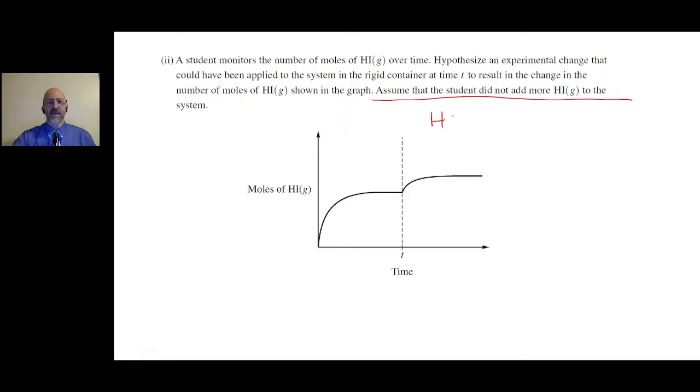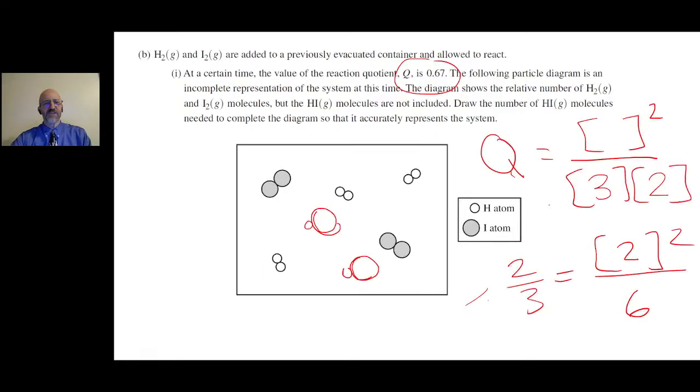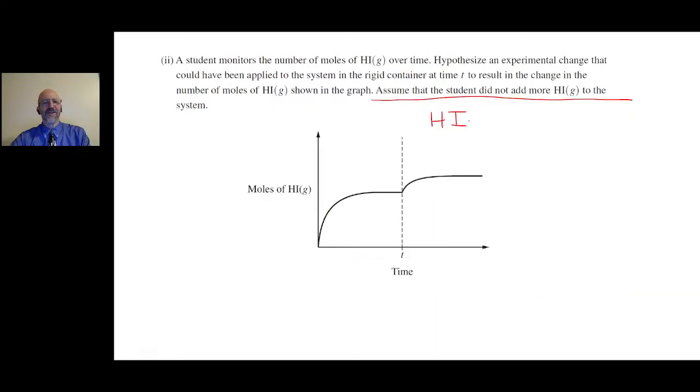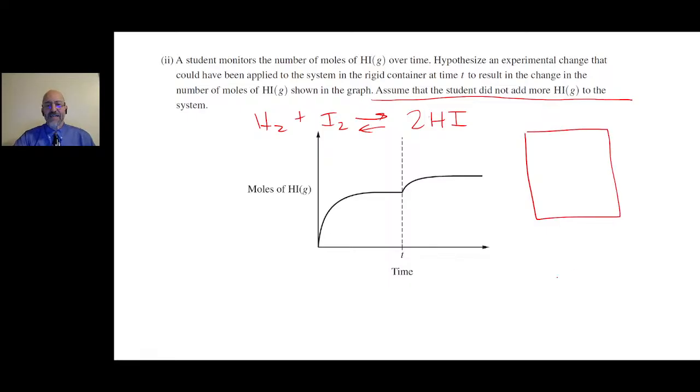So if we look at our expression here, it's going to be HI on the right. It's going to be H2 plus I2. Now, could we have changed the size of the container, like make it smaller or larger? No, that would not cause a shift at all because we have equal number of moles of gas on the left as on the right.